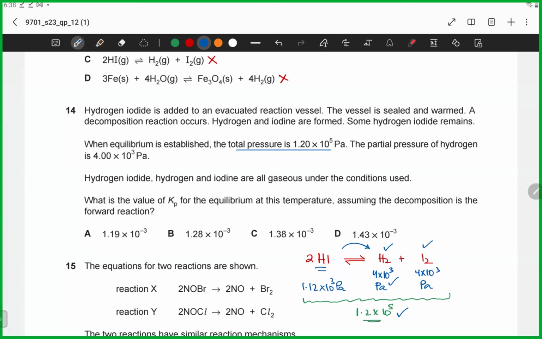अब इसको, what you have to do is you have to use these values in the KP expression, which is going to be 4 times 10 power 3, product pressure squared, H2 into I2, divided by the reactant pressure, which will also be squared.